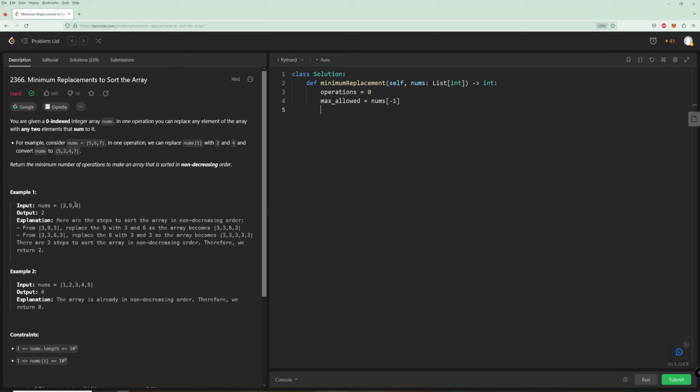So if this number is sorted, that means we're going to compare backwards. Okay, so we're going to compare backwards. So we're going to check every element except for the last one. So we're going to say for i in range.